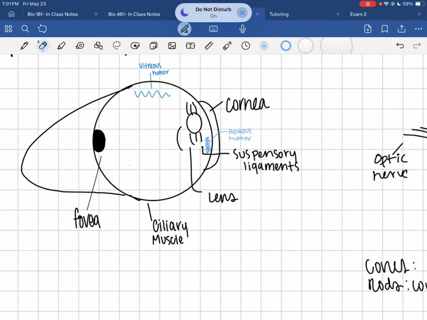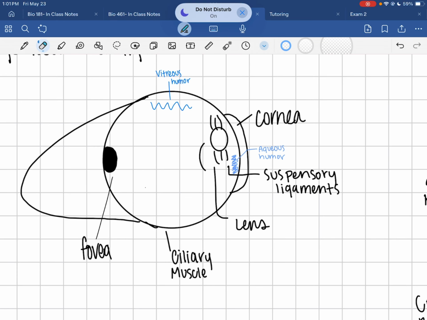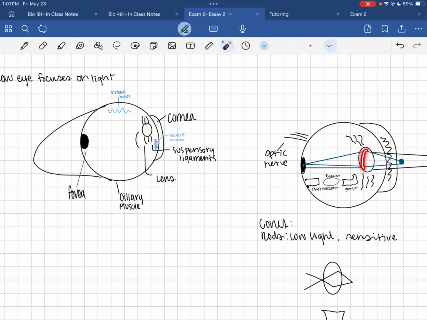Let me redo this really quickly. Okay, so we're going to talk about how the eye focuses on light. So right here we have our cornea and then we have our lens, but it's going to be shown over here that this is going to be the lens. So the lens is basically right here. And then these are the suspensory ligaments. And then around here would be our ciliary muscle. This is the fovea, and this is where light is transmitted and where we see the most amount of focus being sent to the brain.